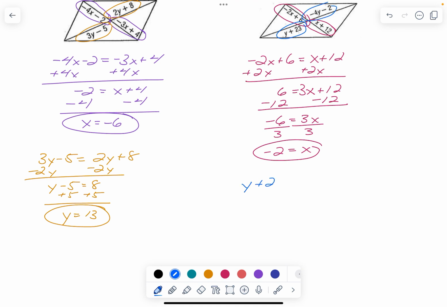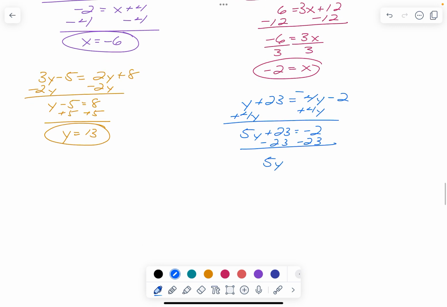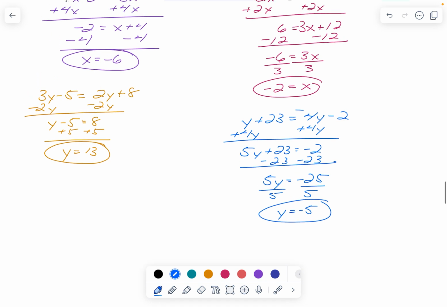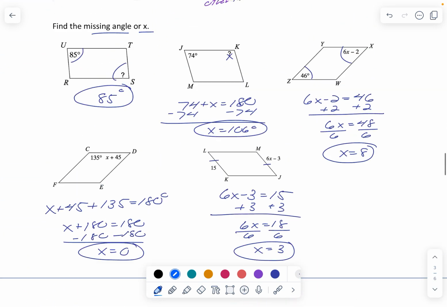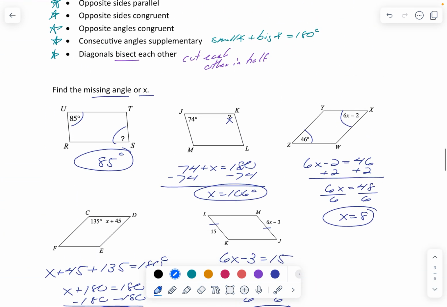And finally, these two are congruent. So y plus 23 is equal to negative 4y minus 2. Solving. y equals negative 5. There you go. That's how we can use those five properties of parallelograms to solve for missing segments and angles, including the diagonals.